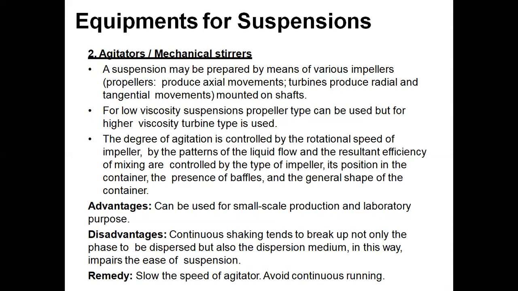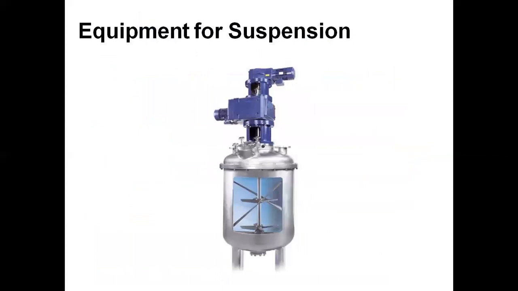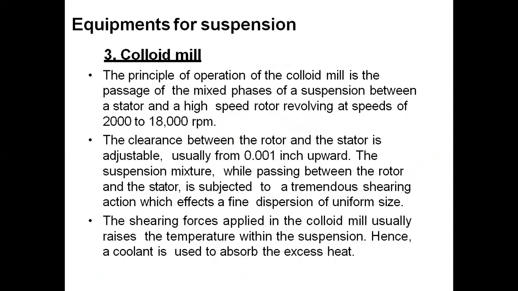Agitators can also be used on small scale. A disadvantage is that continuous shaking tends to break up not only the phase to be dispersed, but in this way impairs ease of suspension. These are images of propeller agitator, turbine agitator, anchor agitator, and spiral ribbon agitator. You will see this type of agitators in industry. Then colloid mill.